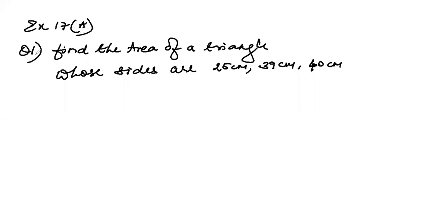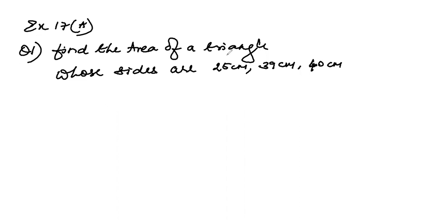Exercise 17A, question number 1. Find the area of a triangle whose sides are 25 centimeter, 39 centimeter, and 40 centimeter.